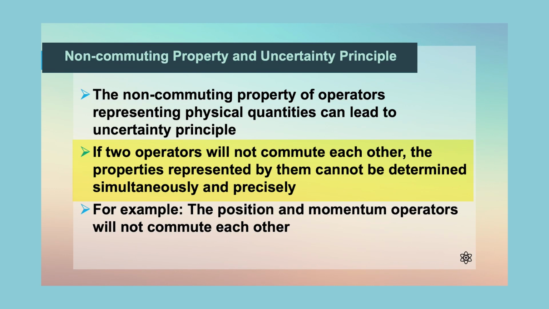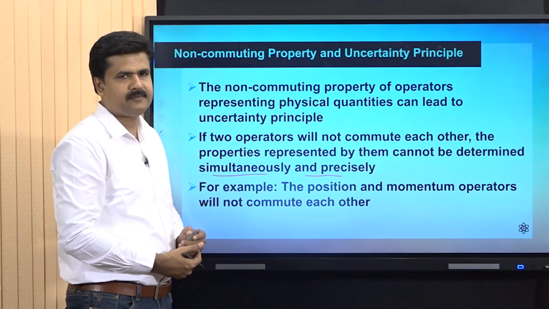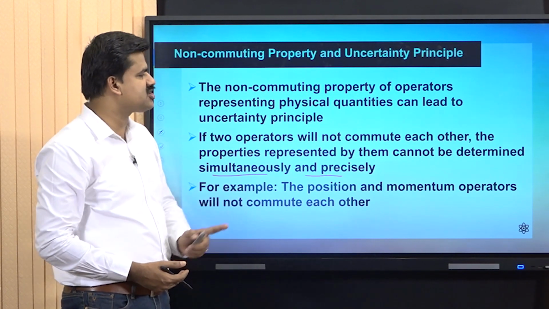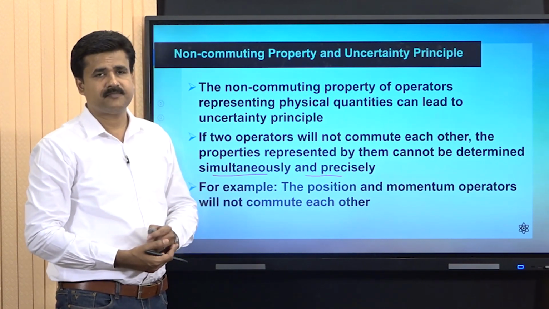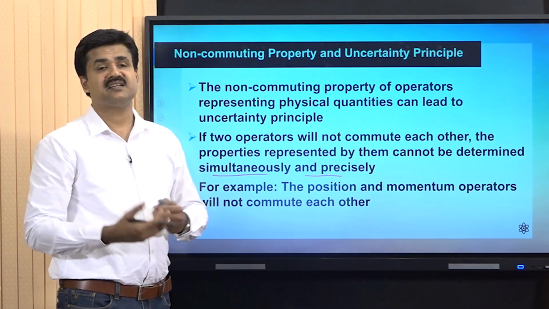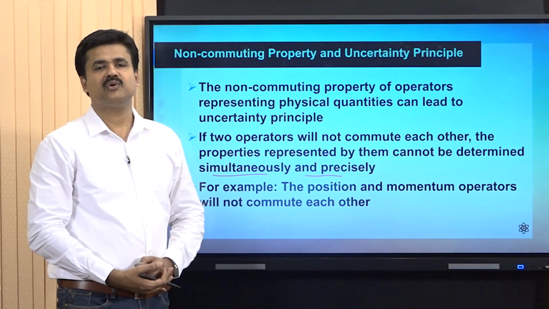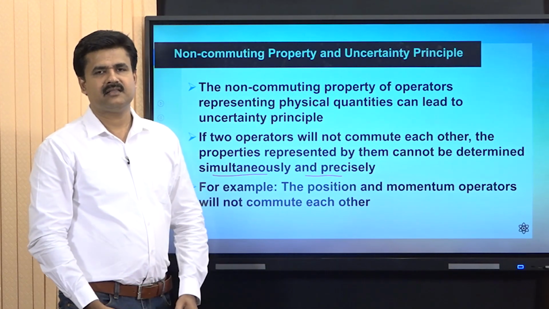If two operators do not commute with each other, the properties represented by them cannot be determined simultaneously and precisely. For instance, the position and the momentum operators do not commute with each other. This leads to the Heisenberg uncertainty principle. That is all about the present discussion.